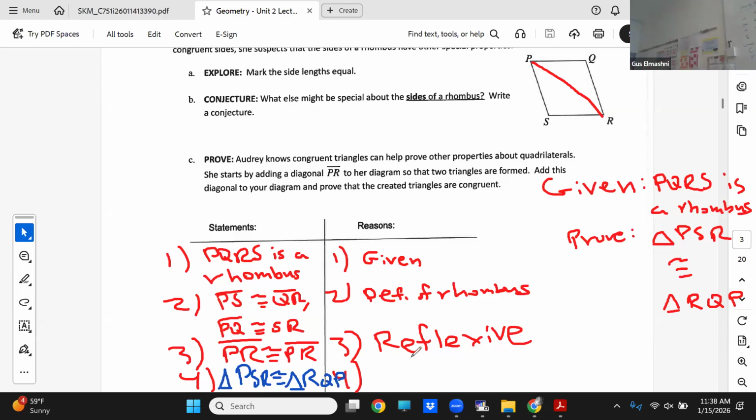All right. So you have a rhombus, right? All four sides are the same, but it also means you have two pairs of congruent sides, right? Because PS and QR are the same, they're opposite of each other. PQ and SR are the same, they're opposite of each other. So you could say that, the definition of rhombus. You have a reflexive because both triangles use PR, right? And if you have three pairs of sides that are all the same, what can you say is the reason? Side, side, side, right? So that's how we can prove that triangles are congruent.